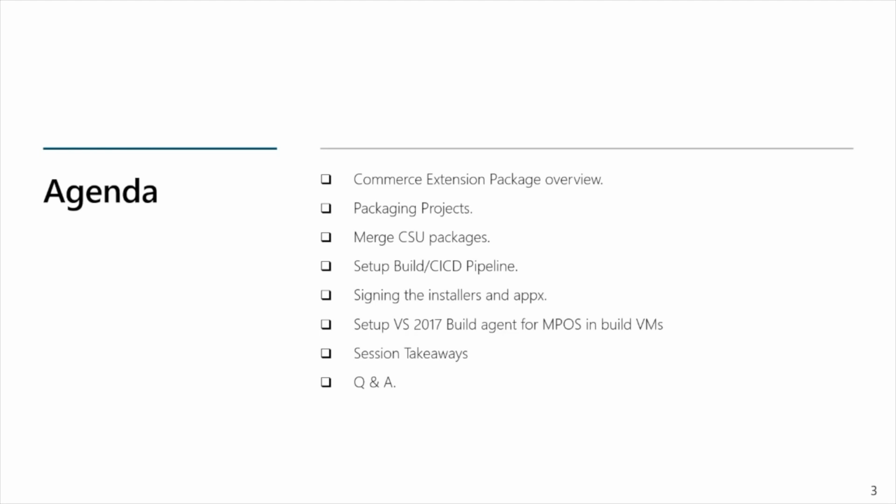After the package generation through Visual Studio, say you want to do everything through the build pipeline. We will cover how you can do the packaging through the build pipeline. Also, one important topic: say you receive packages from your ISVs, from different partners, or from the customer. We'll talk about how you can merge different packages, what packages can be merged, and which multiple packages you don't have to merge. And then we'll also cover how we can sign the packages.